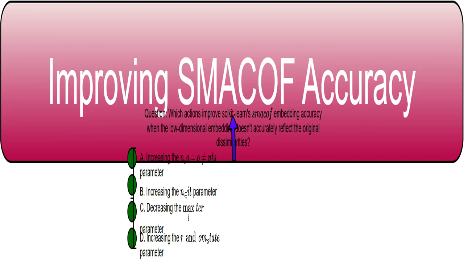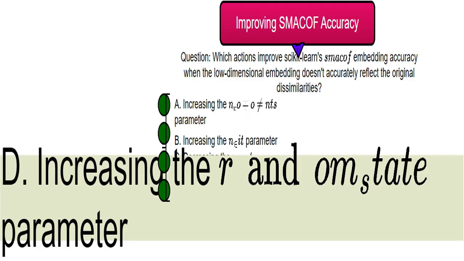Increasing this could potentially improve accuracy by giving the algorithm more dimensions to work with, allowing for a better fit to the data. However, it is important to note that increasing this too much could also lead to overfitting. It's a balancing act.